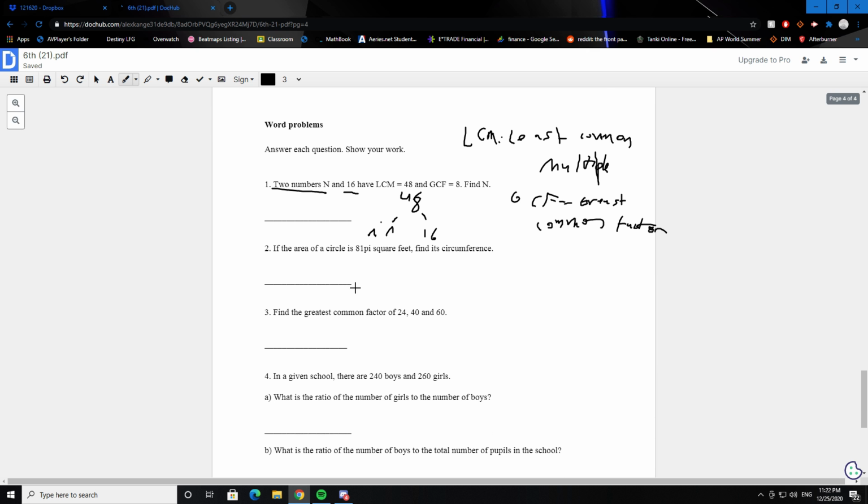It's kind of confusing. But let's just do this one real quick. Greatest common factor of 24, 40, and 60. What is the highest factor you can factor out that is also the same for all three of them? So in this case, 24 can be 6 and 4, 40 can be 4 and 10, 60 can be 6 and 10, right?